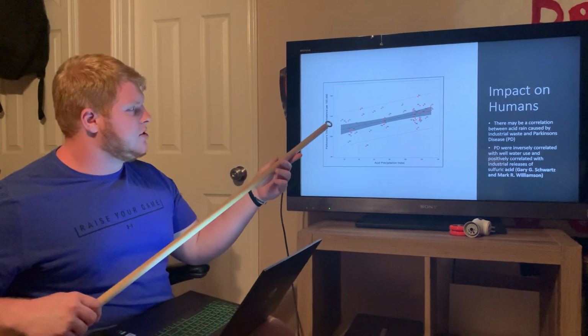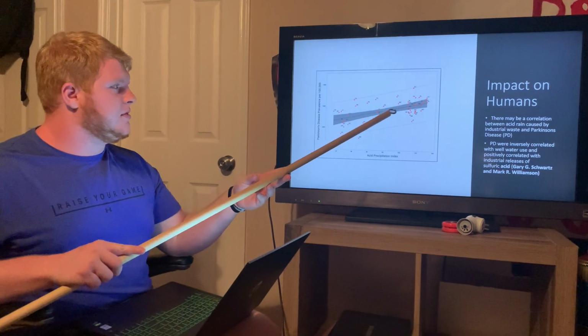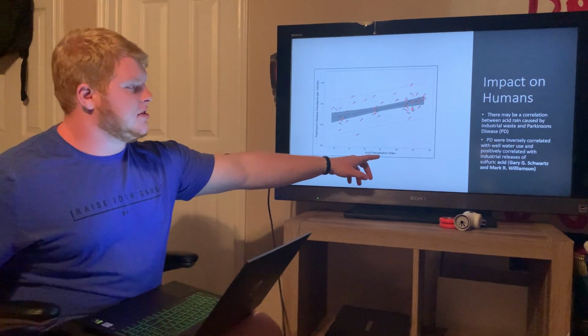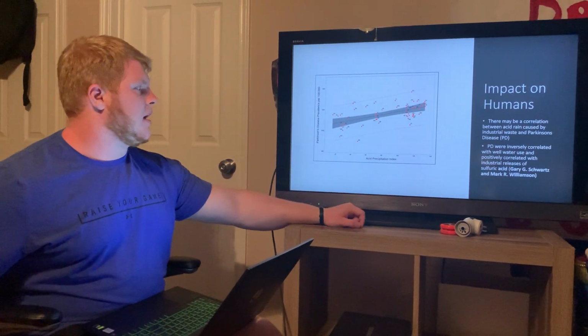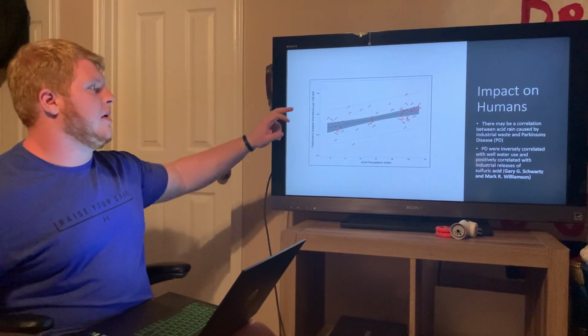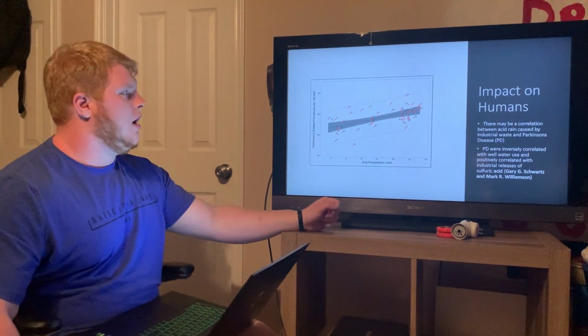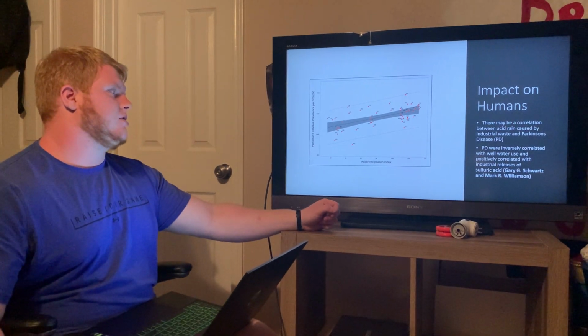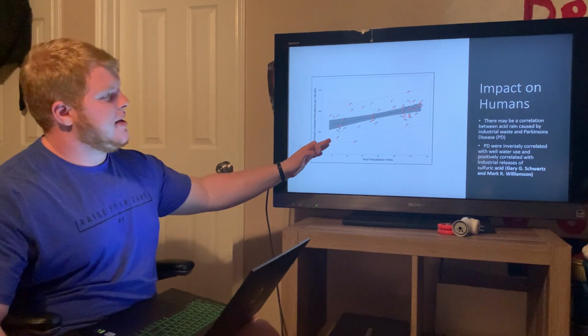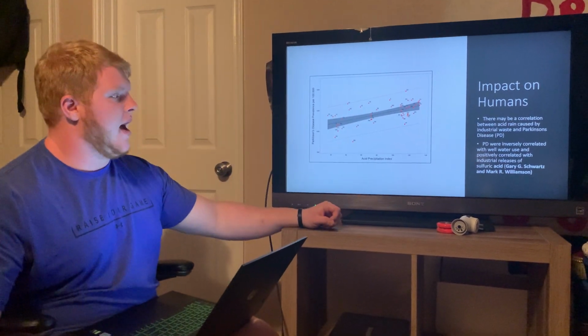As you can see on this chart, there is a positive trend on this graph between acid precipitation and Parkinson's disease per 100,000 people. The only real outlier is Minnesota. Everything else tends to move upward on the graph.